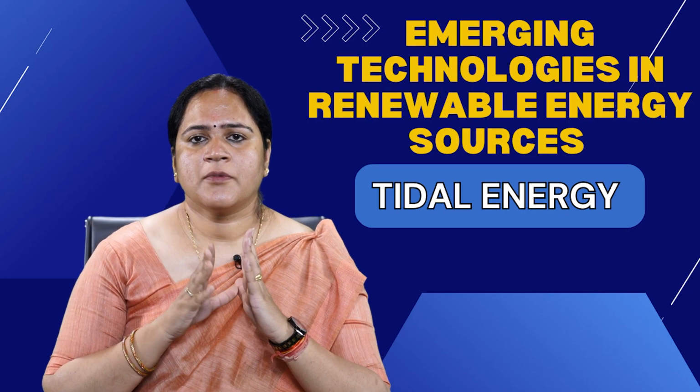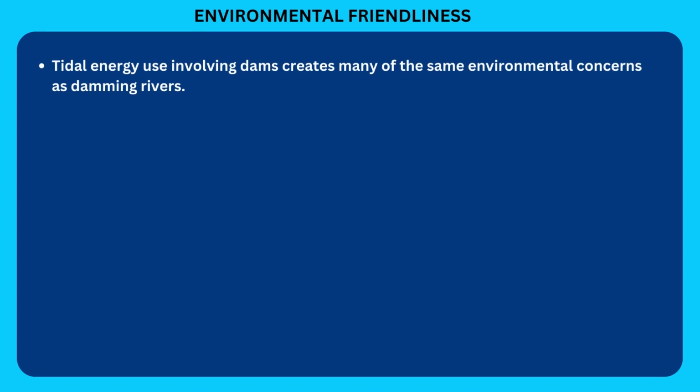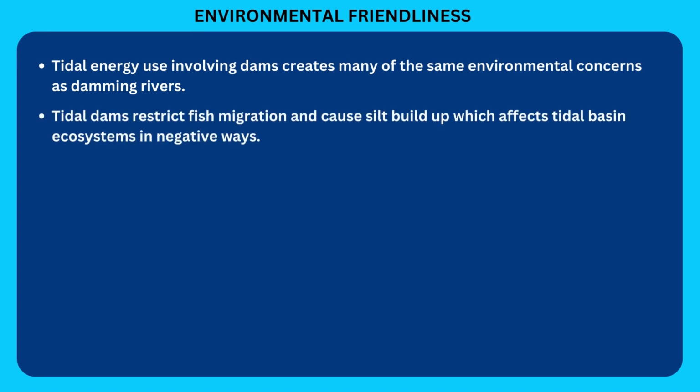Now if we talk about the environmental friendliness of conversion of this tidal energy, the tidal energy use involving dams creates many of the same environmental concerns as damming rivers. Tidal dams restrict fish migration and cause silt build-up, which affects tidal basin ecosystems in negative ways.